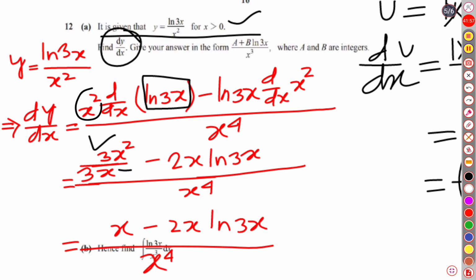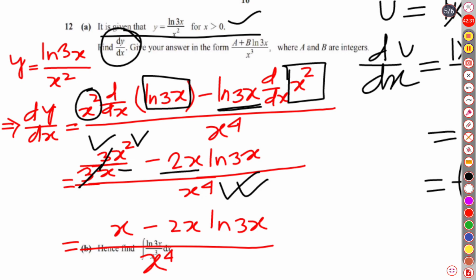Then this x square is not denominator at all, so this is numerator. So we have written 3x square minus 3x square over 3x. Then in the second derivative, the derivative of x square is 2x. So we have written here 2x, and ln 3x will remain unchanged because we are not finding the derivative of the first function. After that, the denominator is x raised to 4. In numerator, after simplification, we get only x minus 2x into ln 3x.